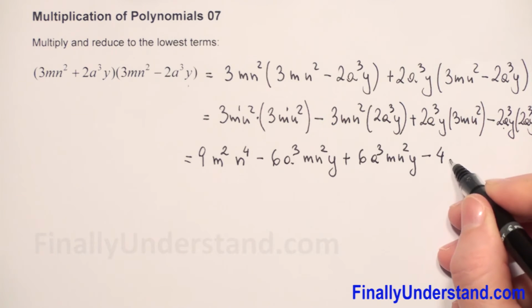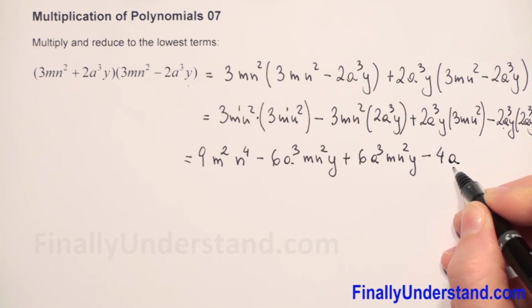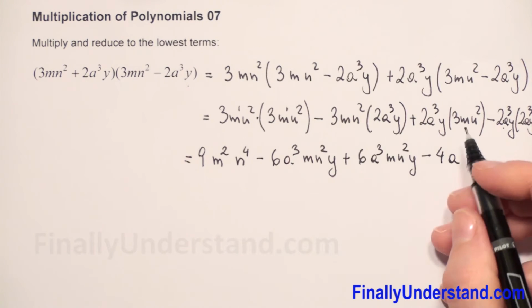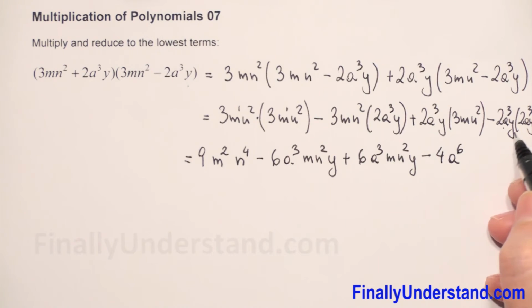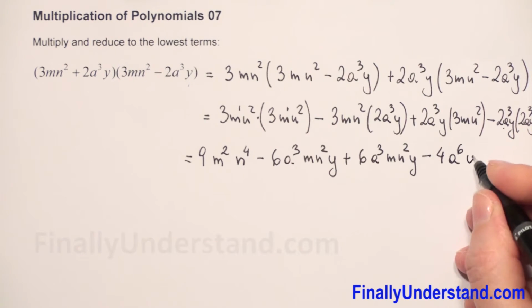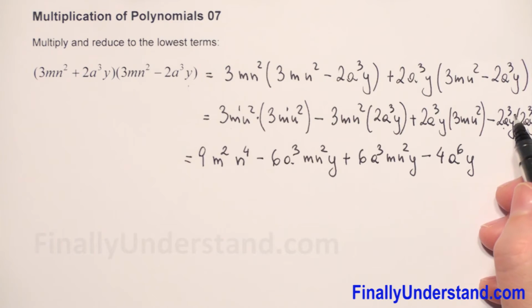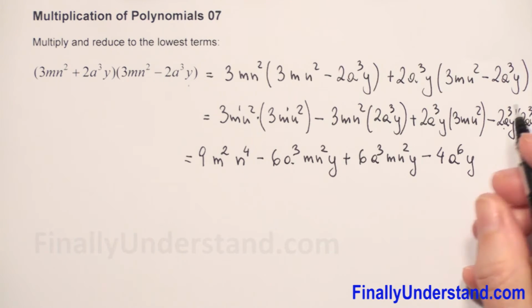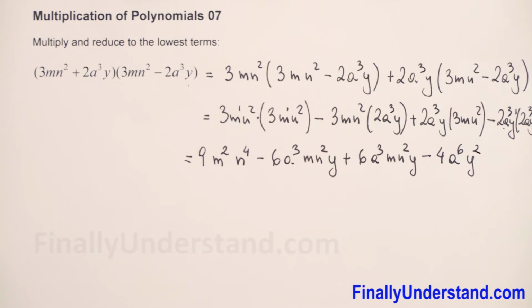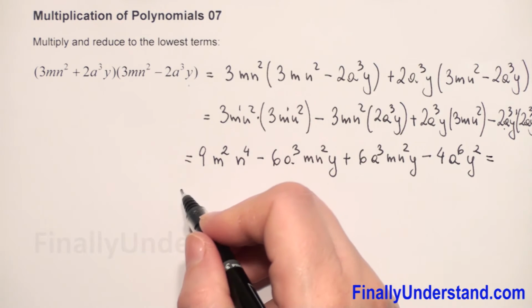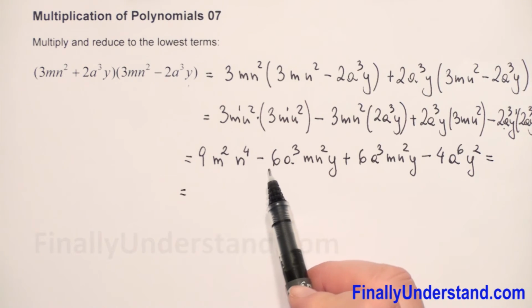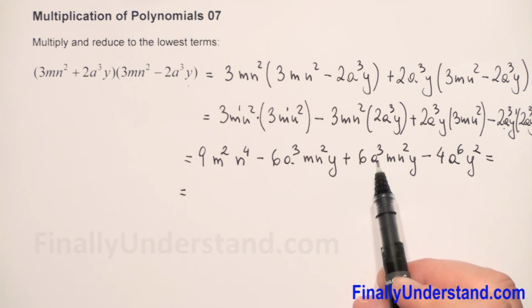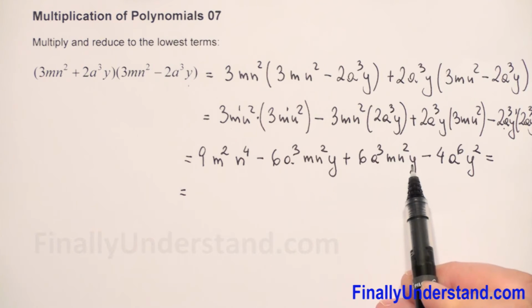a cubed times a cubed, we copy the base a, and we have to add exponents. 3 plus 3 is 6. And y times y, so we copy the base and we have to add exponents. When we don't have exponents, it's always an invisible 1. So 1 plus 1 is 2. So now we have to combine the like terms. We have negative 6a cubed mn squared y and positive 6a cubed mn squared y.